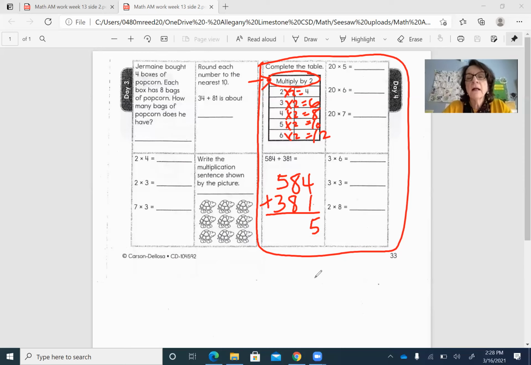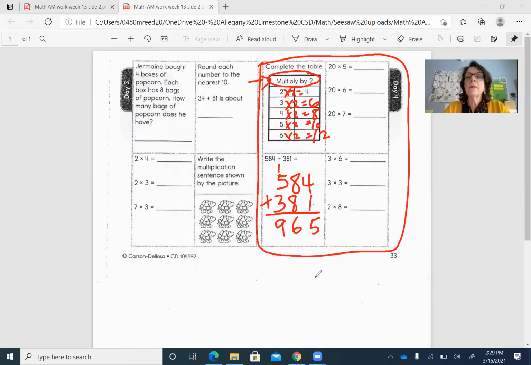Then we go to the tens column. 8 tens plus 8 tens is 16 tens. So put the 6 here, and the 1 up there because that's really 100. And then add my hundreds. 500s plus 100 is 600, plus 3 more is 900s. So the answer for 584 plus 381 is 965.